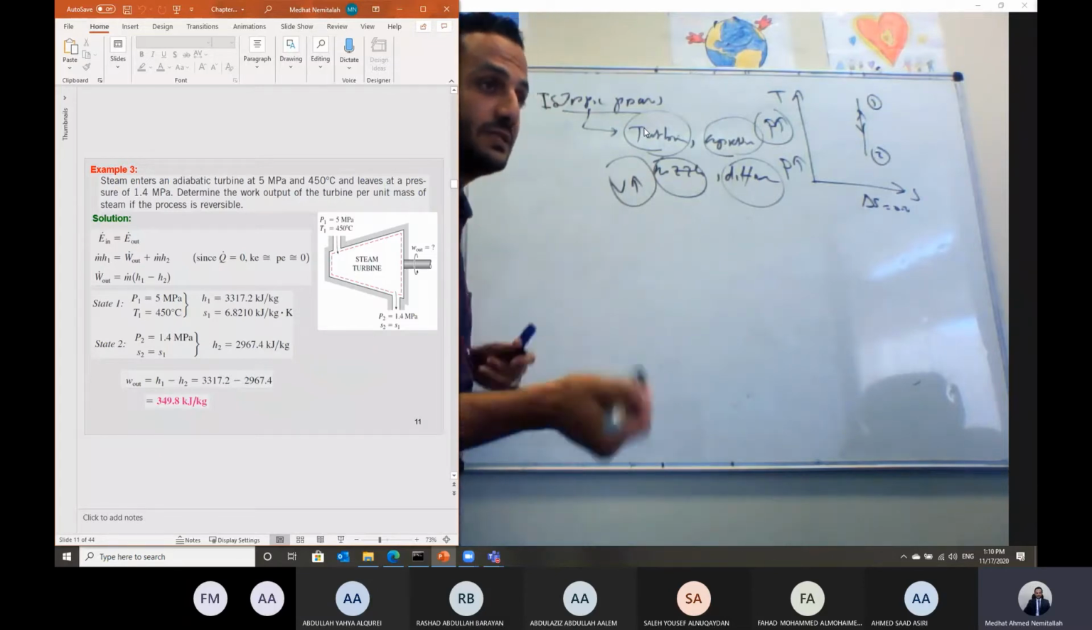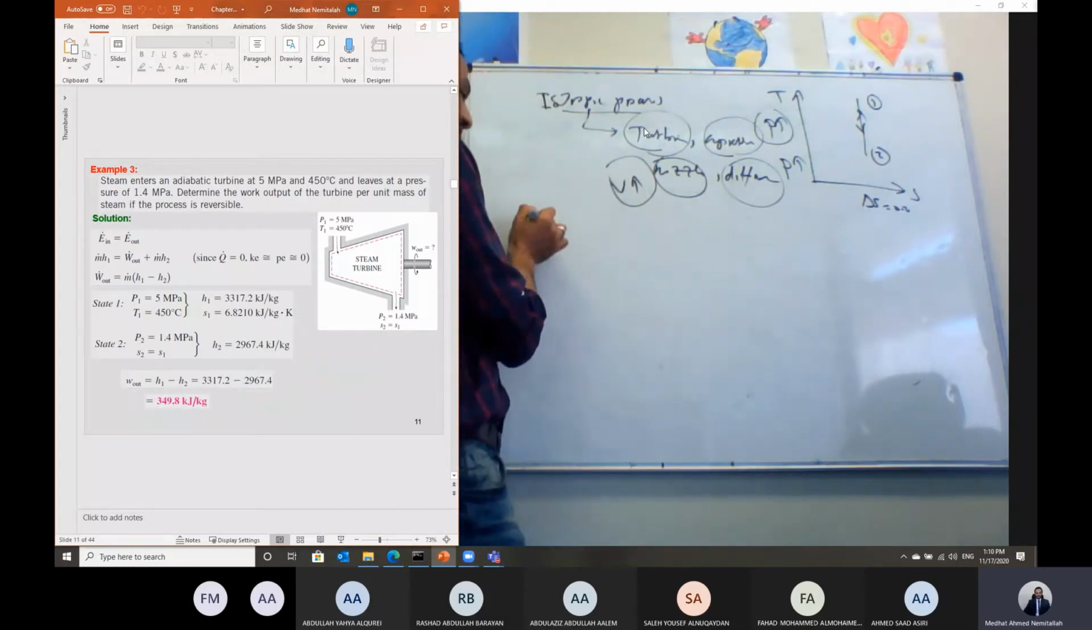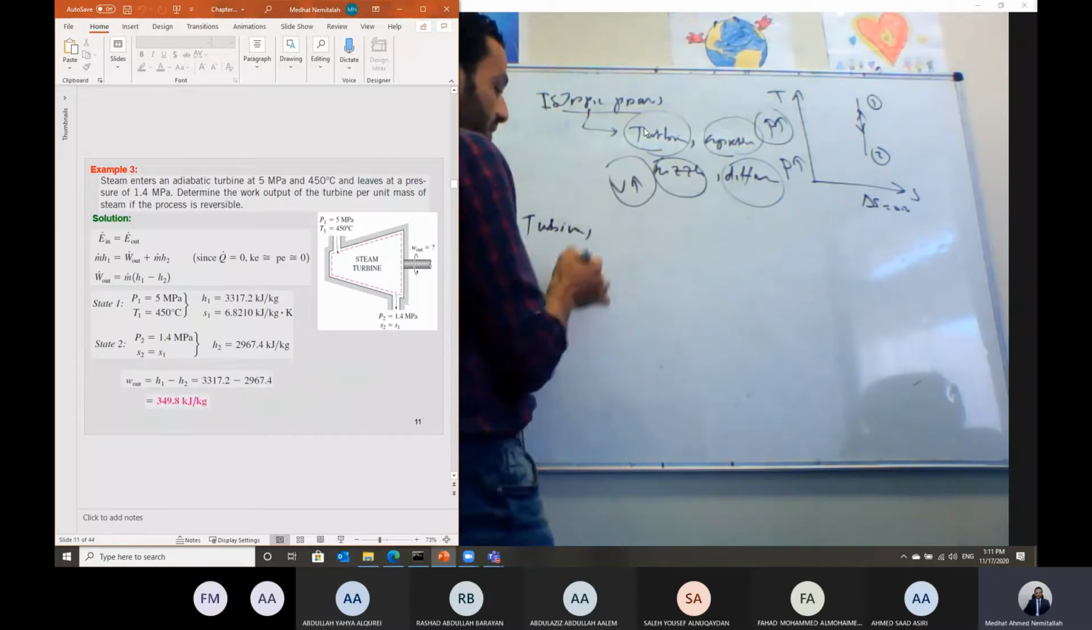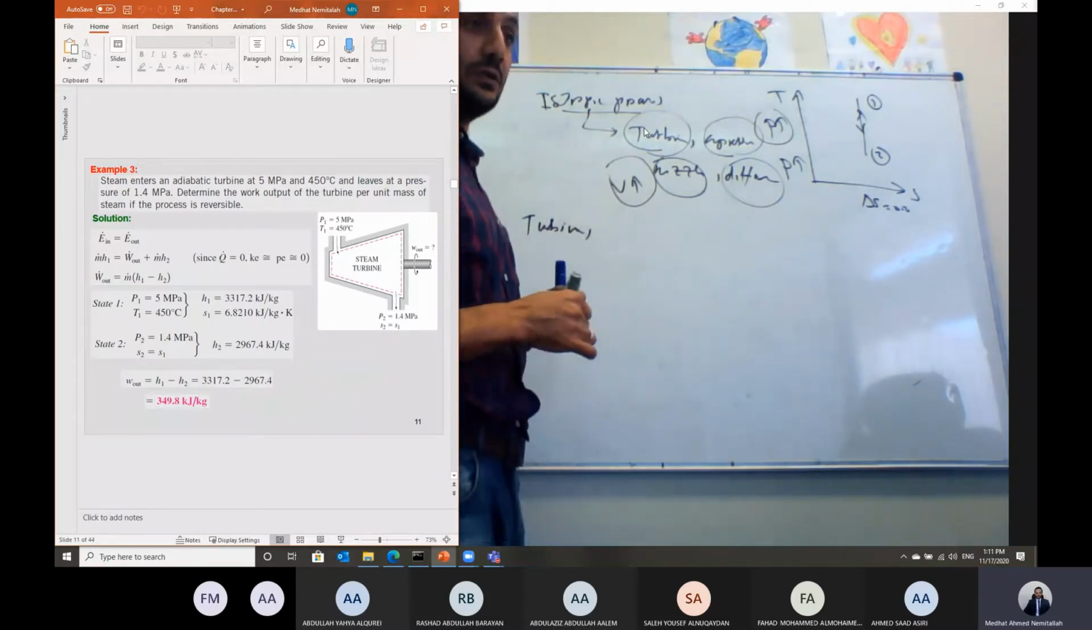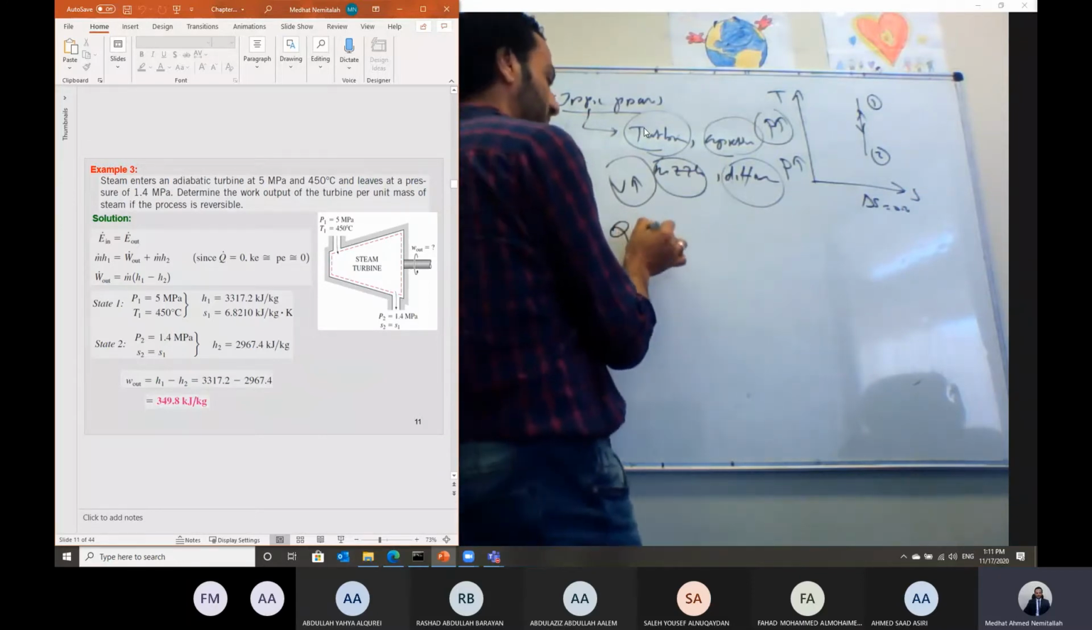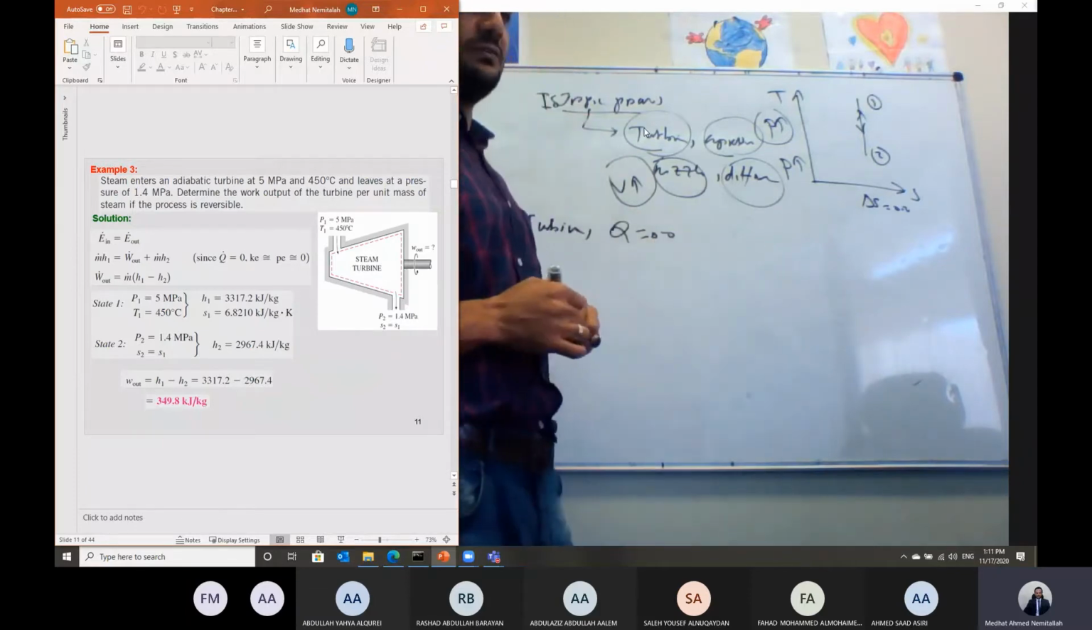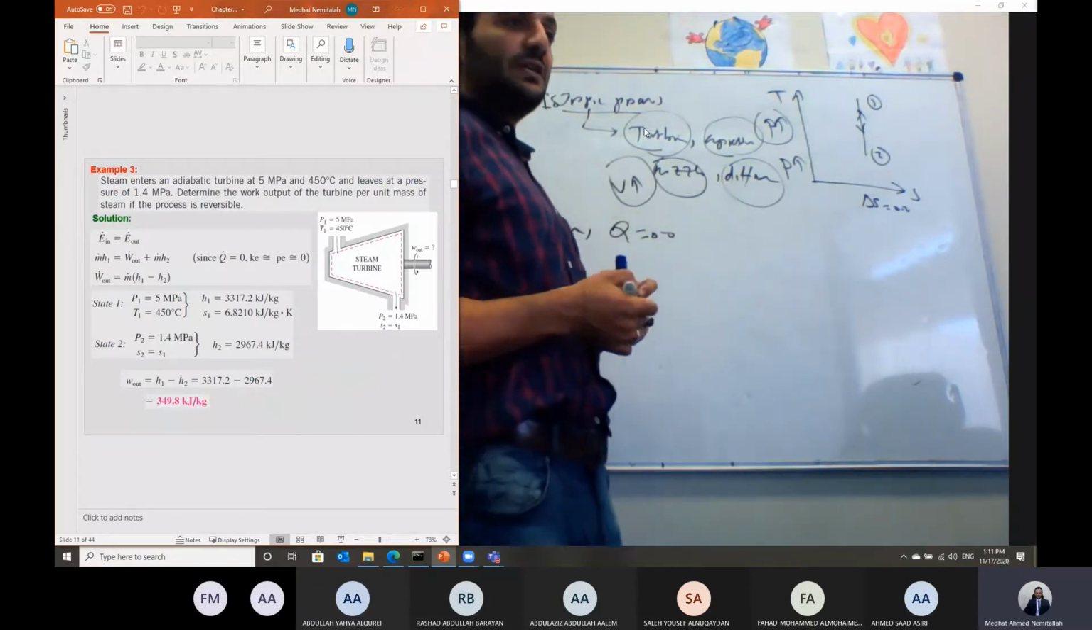So let's say here we have a steam turbine. So the device actually is a turbine, so we can apply the first law of thermodynamics as we learned in chapter 5. And this is actually an adiabatic turbine. That means the heat transfer is equal to 0. And he gives the inlet condition.